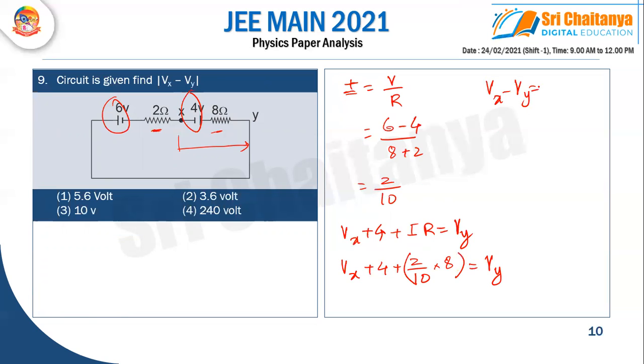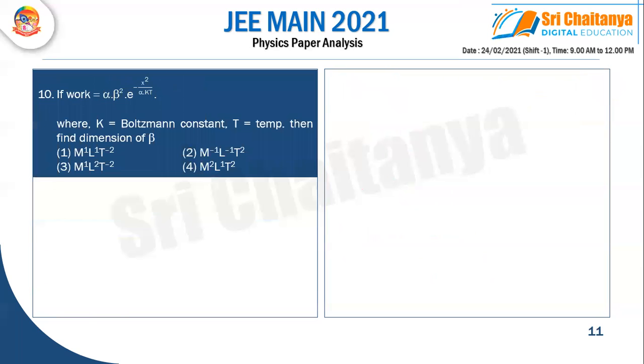So Vx minus Vy, I need to transfer minus 4, minus 2 into 8 by 10. Now here we are going to get minus 5.6. So the first one is the right option. Let's move on to the next one.